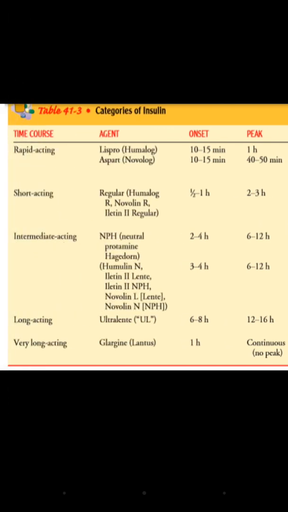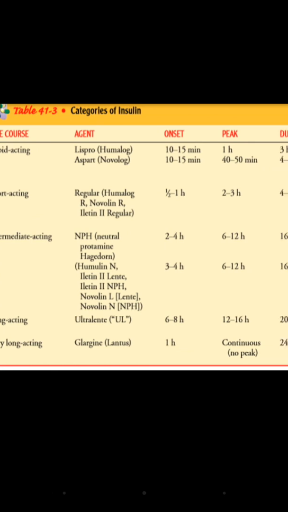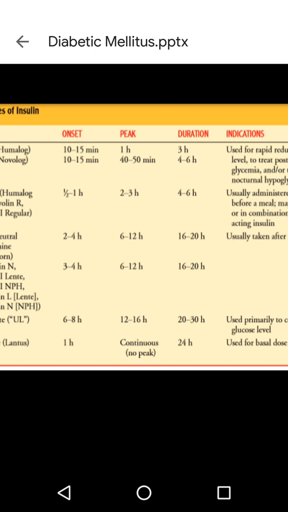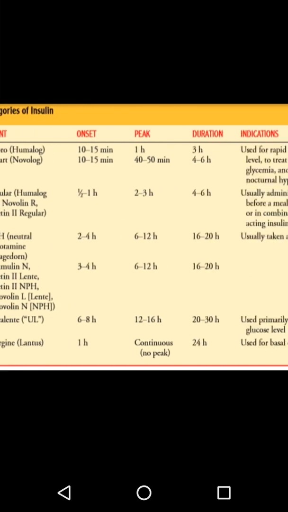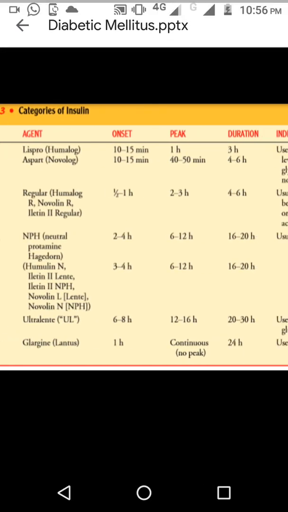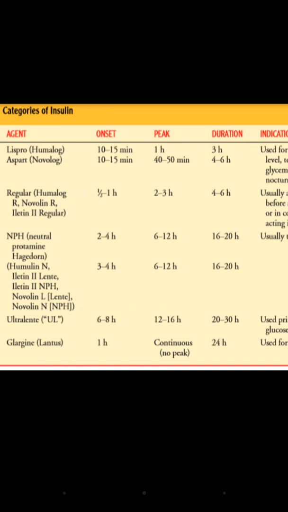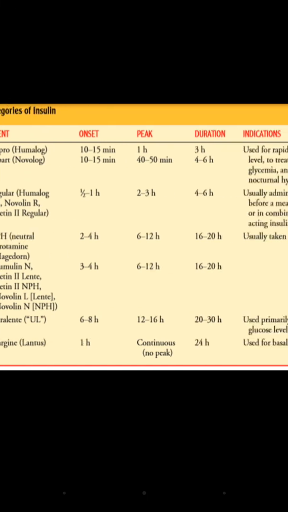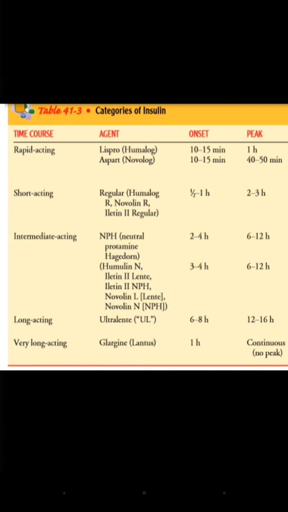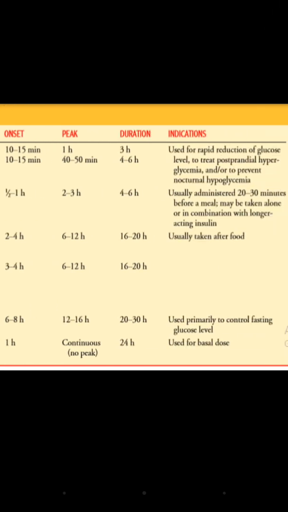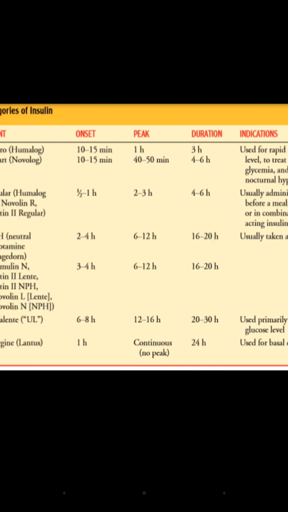So we can say that all these types of insulins are named because of their duration of action. For example, rapid acting works only for 3 to 6 hours, right? Then short acting 4 to 6 hours. Then intermediate will work for 16 to 20 hours. Then long acting will work for 20 to 30 hours, and very long acting works for the whole day. So that's why their names are like this.